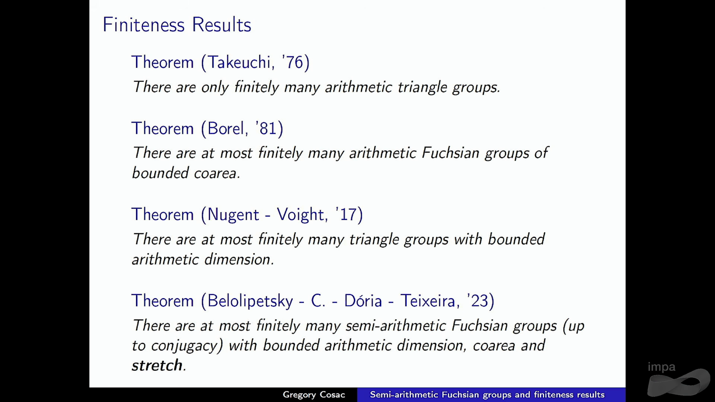we proved, in joint work with Lipnowski, Doria, and Teixeira, that if you bound the co-area, the arithmetic dimension, and this stretch, which is a commensurability invariant that we defined, then there can be at most finitely many semi-arithmetic Fuchsian groups. So let me talk a little bit about this invariant.